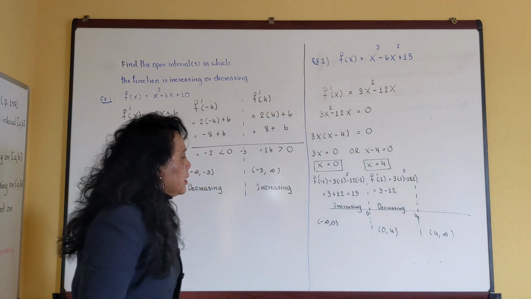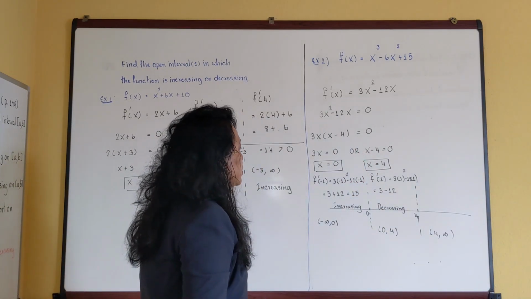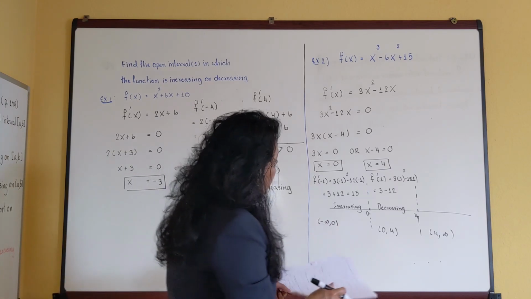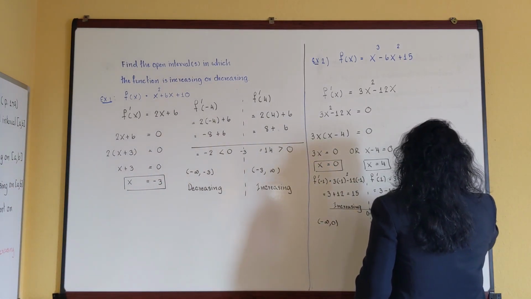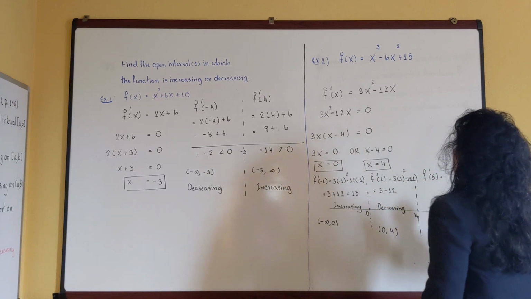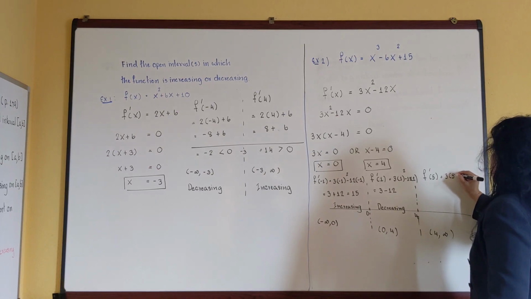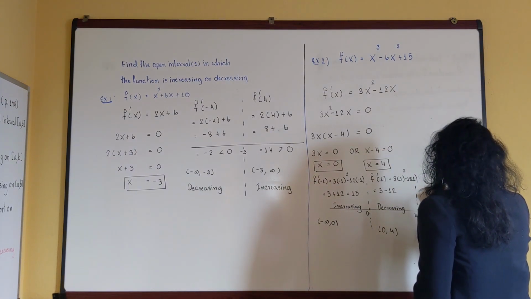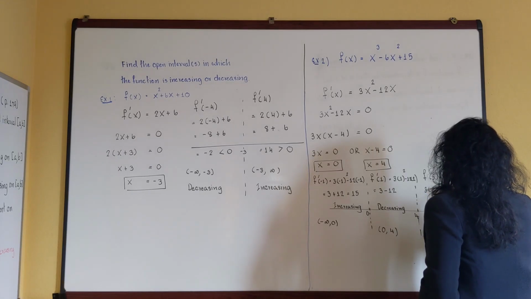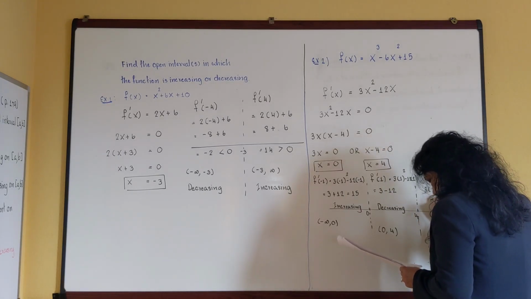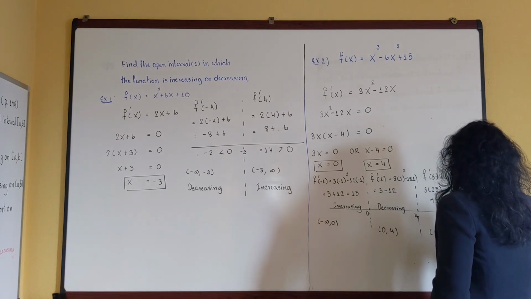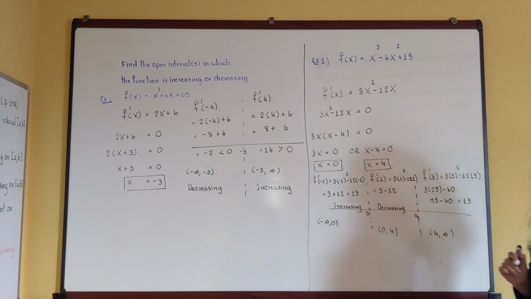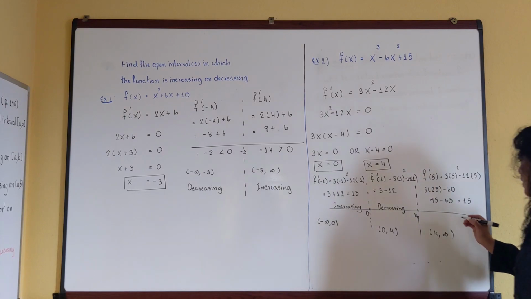And the last interval is from 4 to infinity. I pick 5. I would have 3 times 5 squared minus 12 times 5. Solve this: it's 3 times 25 minus 60, which is 75 minus 60, which is 15. That is positive. All you need to do is realize whether it's positive or negative. Since it's positive, it's increasing.